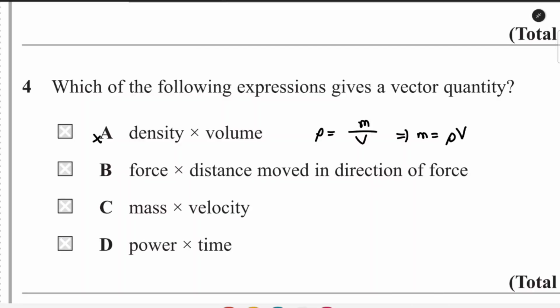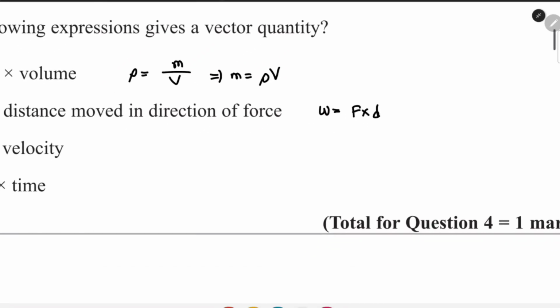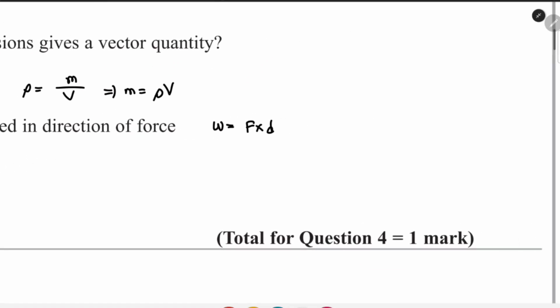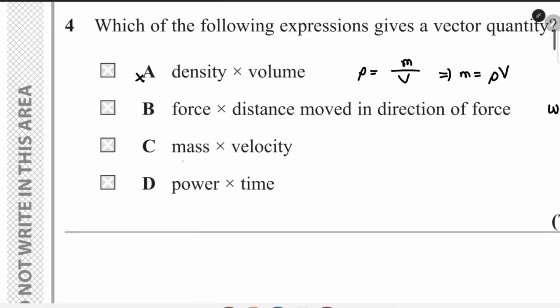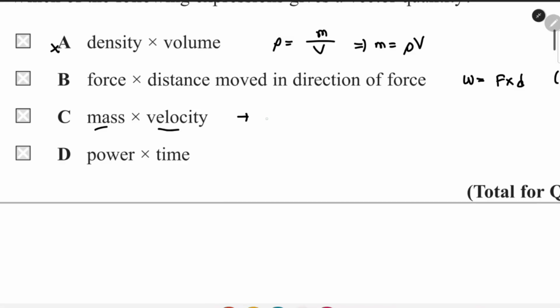Option B is force times distance moved. This is just work done. Work done is equal to force into distance. So this is work done. Work done is energy, which is not vector. Energy is scalar. Now for option C, we have mass times velocity. This is momentum. So we have P equals mv. We know that momentum is a vector quantity.